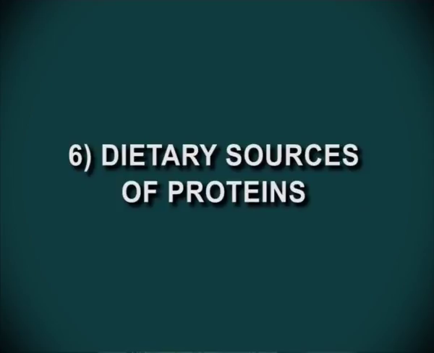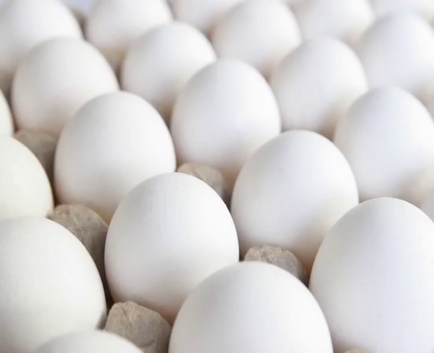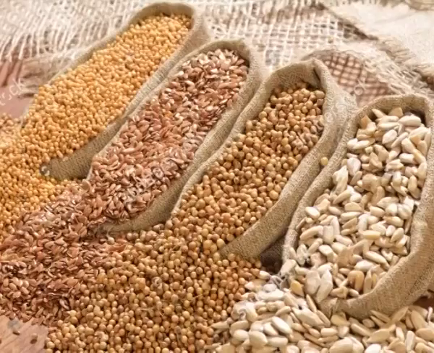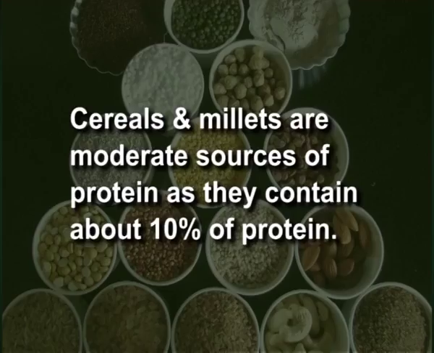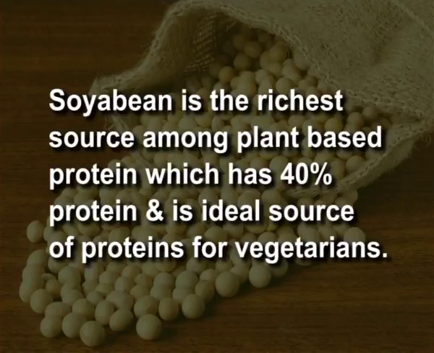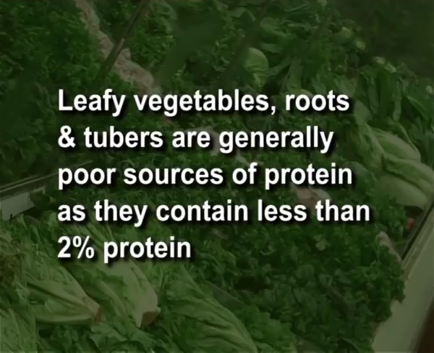The next important subtopic is dietary sources of proteins. Animal foods like meat, fish and egg are good sources of proteins. Plant foods include pulses, oilseeds and nuts. Milk is also a good quality protein. Cereals and millets are moderate sources of protein as they contain about 10% of protein. Soya bean is the richest source among plant-based proteins, which has 40% protein and is an ideal source of proteins for vegetarians. Leafy vegetables, roots and tubers are generally poor sources of proteins as they contain less than 2% protein.